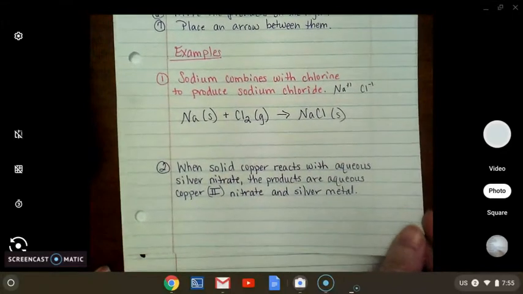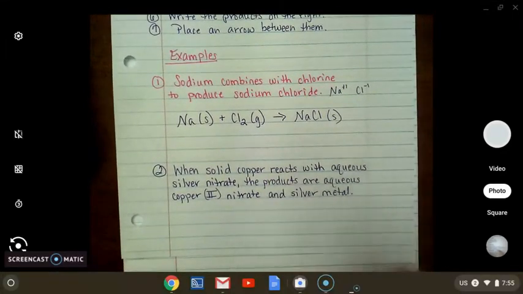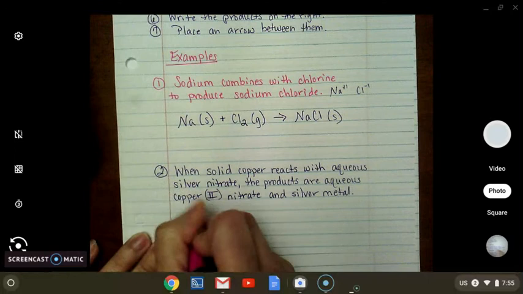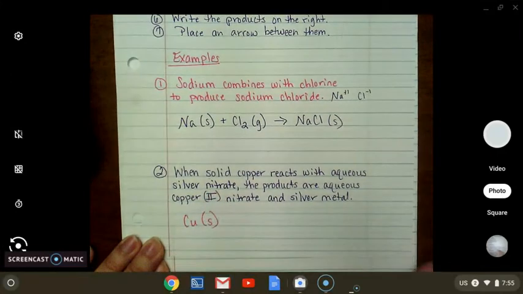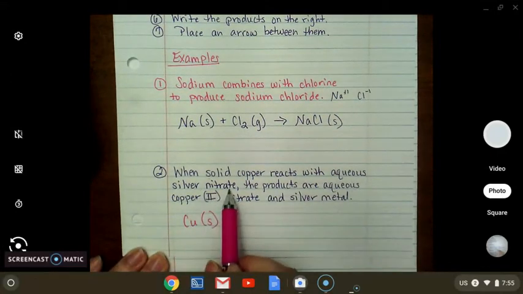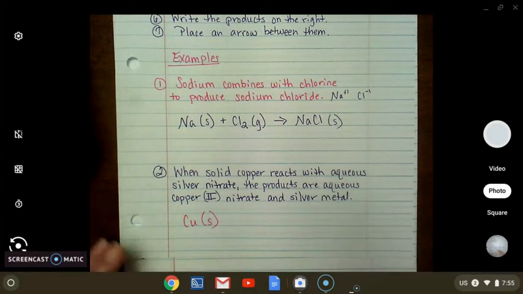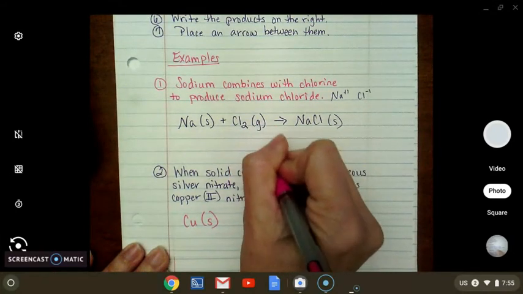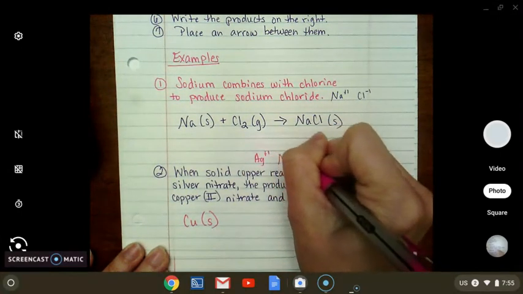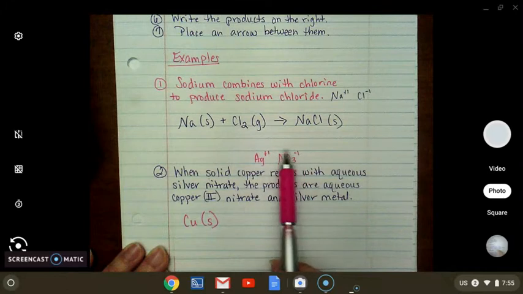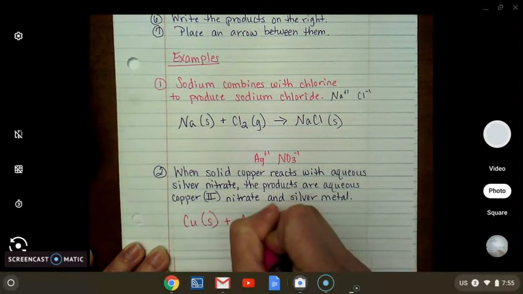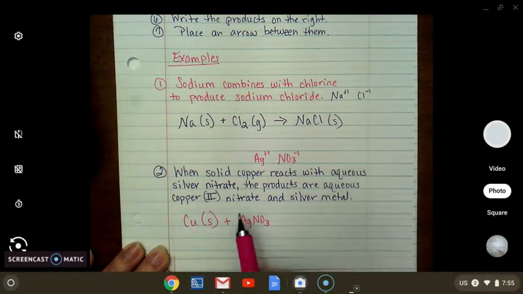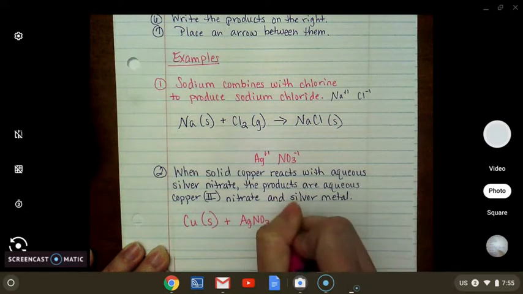All right, this one is more of a word problem than the first one. When solid copper, so copper is just Cu, and this tells me it's solid, so S, reacts with aqueous silver nitrate. All right, silver nitrate. Silver is Ag plus 1, nitrate's NO3 negative 1. Again, they have the same numbers, 1 and 1, so they cancel out. So it reacts with, so that's plus AgNO3. It tells you it's aqueous, so you put AQ.